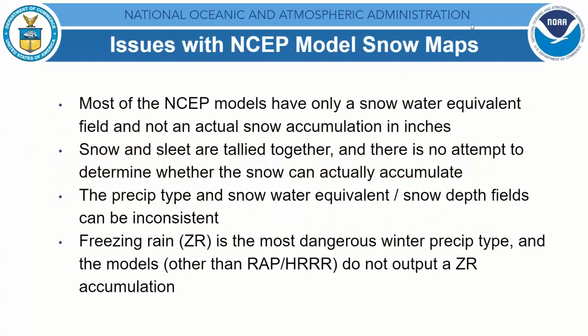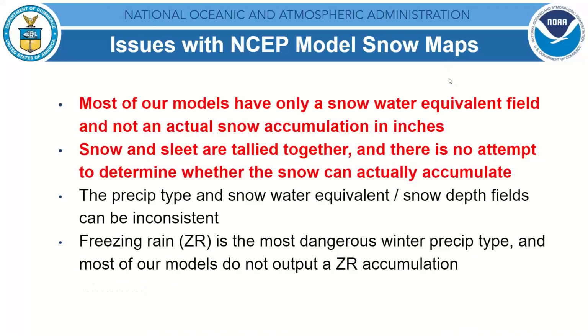So now let's move on to the snowfall maps for the other part. And this is the thing I think most people are familiar with. So we're going to talk about all 4 of these bullet points here. So let's start with the first 2. So most of the NCEP models only have a snow water equivalent field and not an actual snow accumulation in inches. So what you're seeing on those snowfall maps is not snow accumulation, but kind of a snow water equivalent.